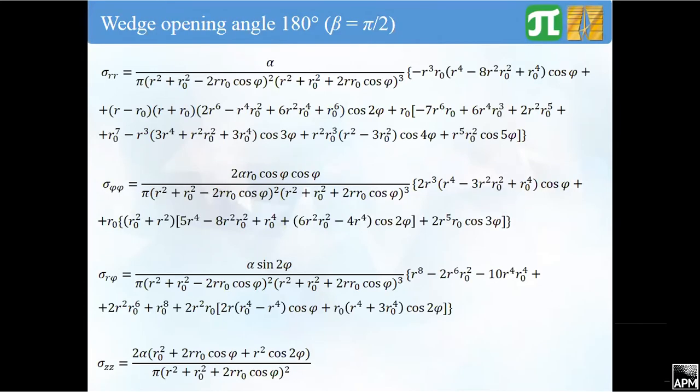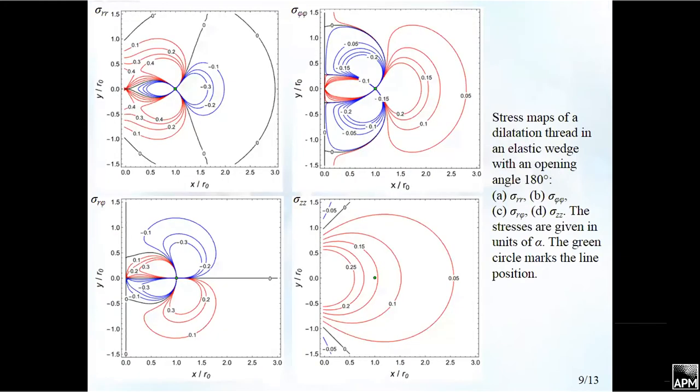Below are the stress maps for some special cases. The slide shows the components of stresses for the case of 180 degrees in an explicit form. We see the fulfillment of the boundary conditions on the edges B and C.